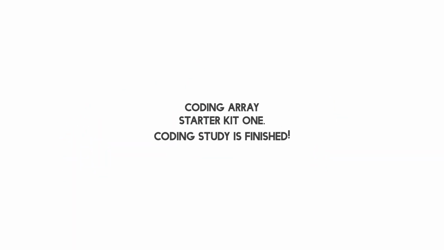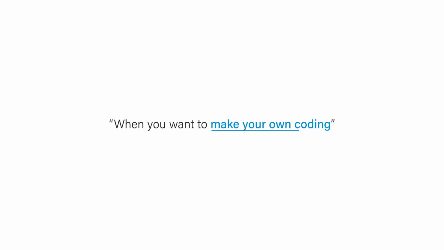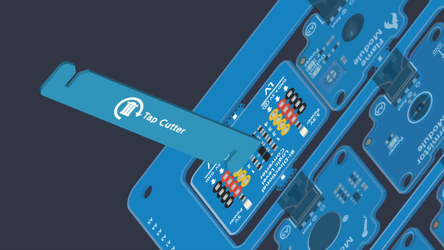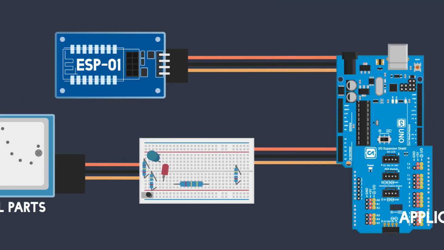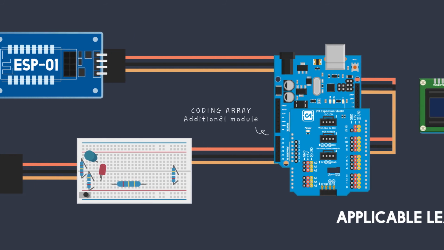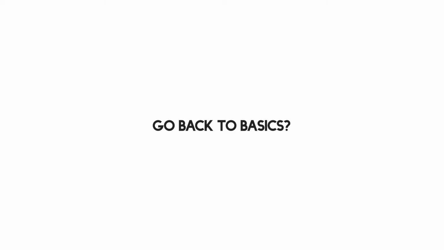Now, one Coding Array Starter Kit can teach you both software and hardware. You can go from zero to hero very quickly with Coding Array. We provide many examples, but as you learn more, you can write your own code. As you grow, you can use the tap cutter to separate the modules you need and use them for your work on other projects. Don't worry though, you can reconnect them to the Coding Array with our shield.